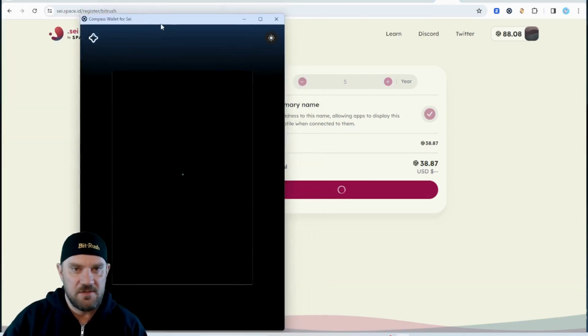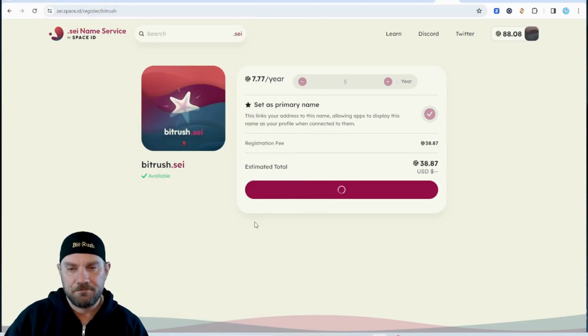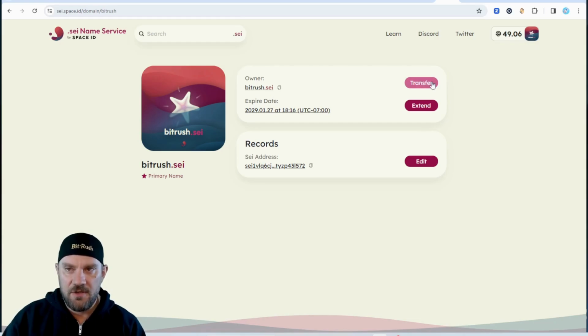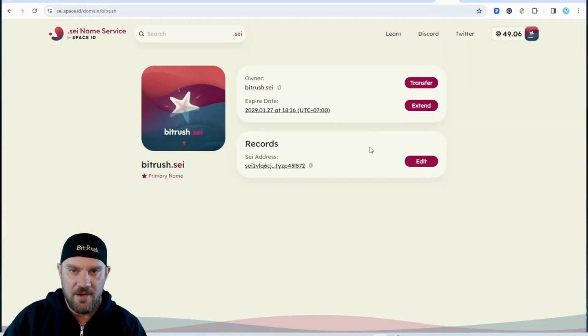And again, we're gonna just make a transaction here in our wallet. Let's approve it. And boom, I now own that. So you can now transfer it. You can see right here, if you wanted, you could transfer it and send it to a different address. I'm not sure if you're able to resell them. That's the only thing that I haven't figured out with this yet, if it is like an NFT.